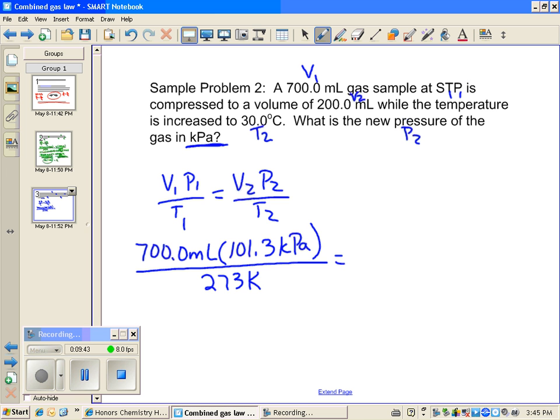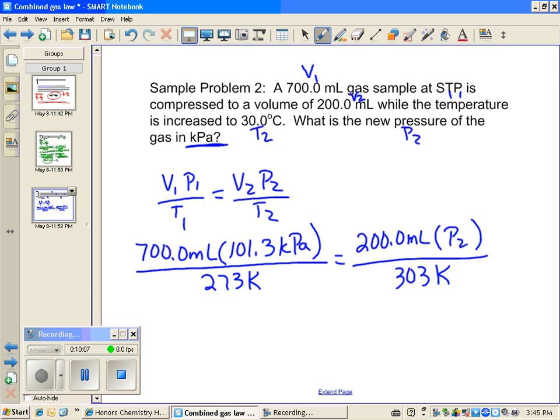All right? So now I'm going to do the other side. Volume 2, I got 200 milliliters. Pressure 2, that's what I'm looking for. I don't know that. And temperature 2 is 30, so I'm going to say 273 plus 30, and that's going to give me 303 Kelvin for my temperature.